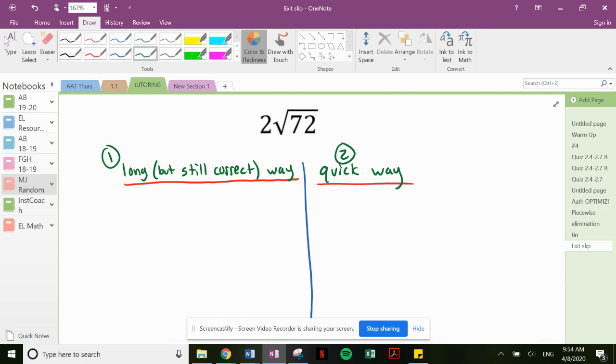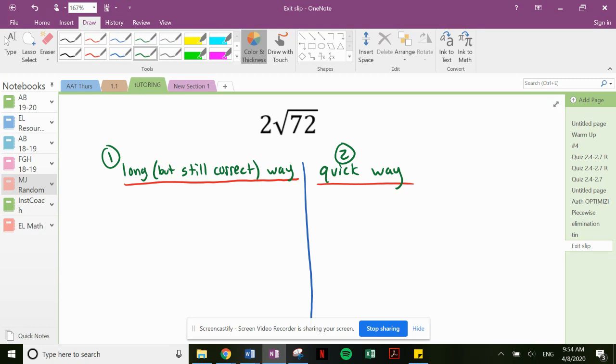All right, Algebra AB, this is Mr. Johnson, and we're going to simplify 2 times the square root of 72. There are actually a couple different ways to do this. One of them takes a little bit longer, but might be the way that you chose. Another one is a little bit quicker, and you're going to see an explanation of both of them here.